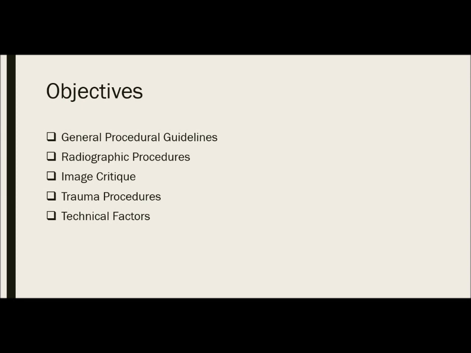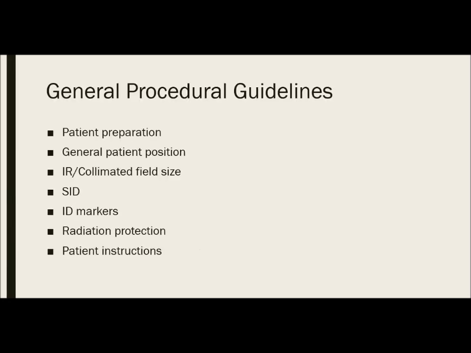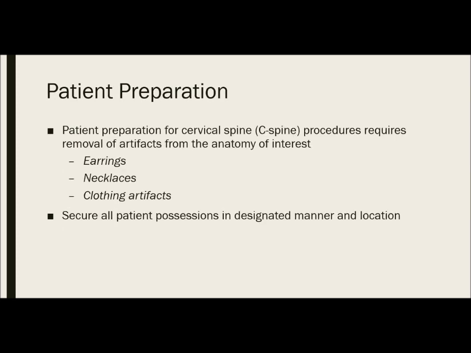and technical factors. So we're going to start first with the general procedural guidelines for the cervical spine, which are the normal objectives that we go over every class. So it would be the patient preparation, the general patient position, our IR collimated field size, our SID, ID markers, radiation protection, and patient instructions.